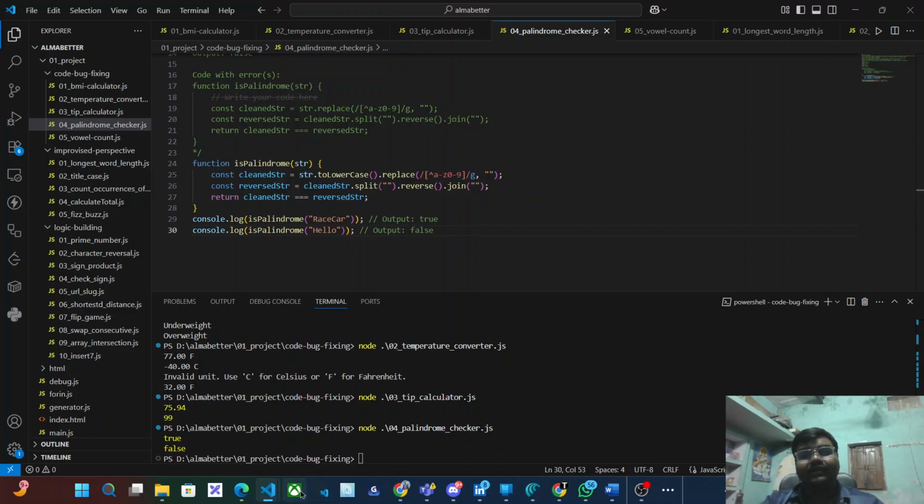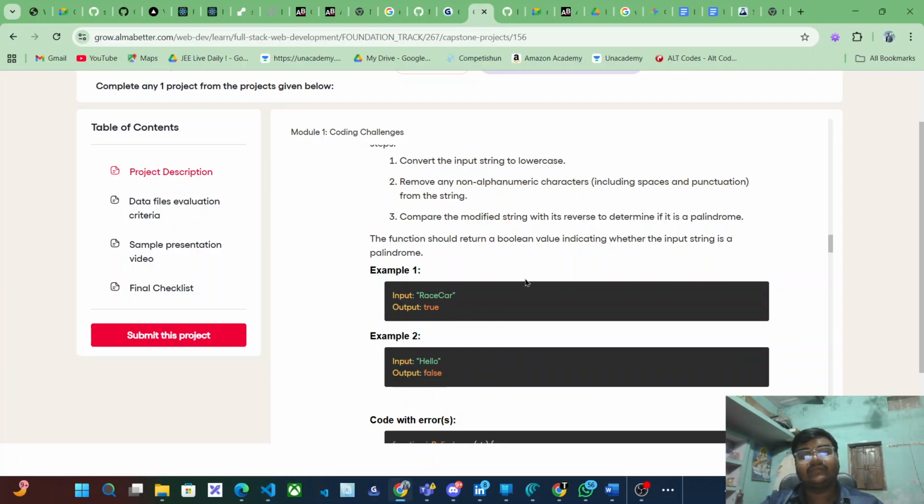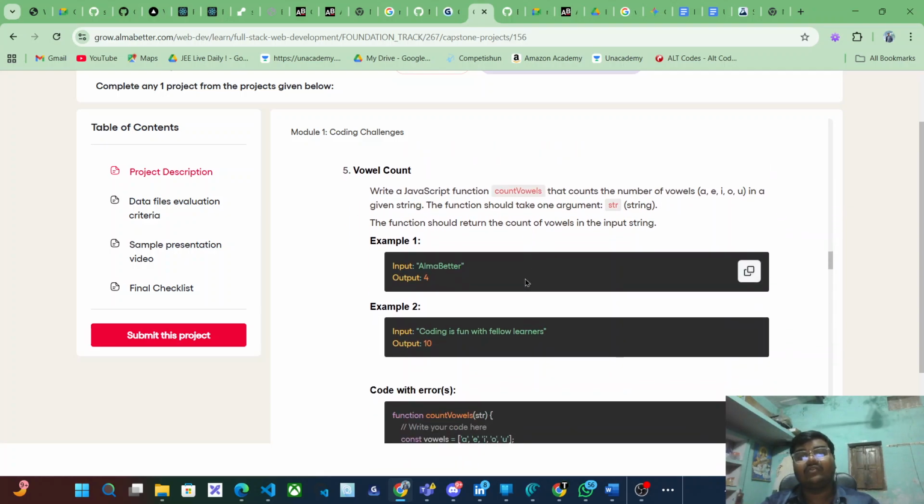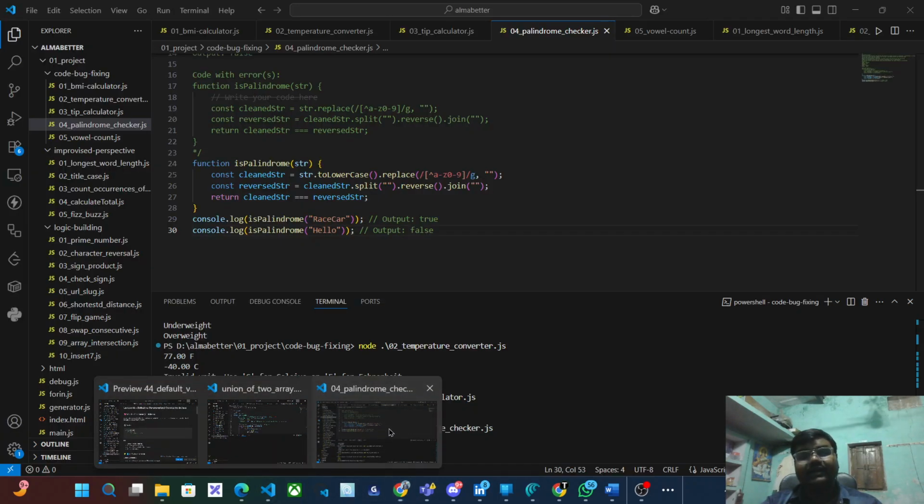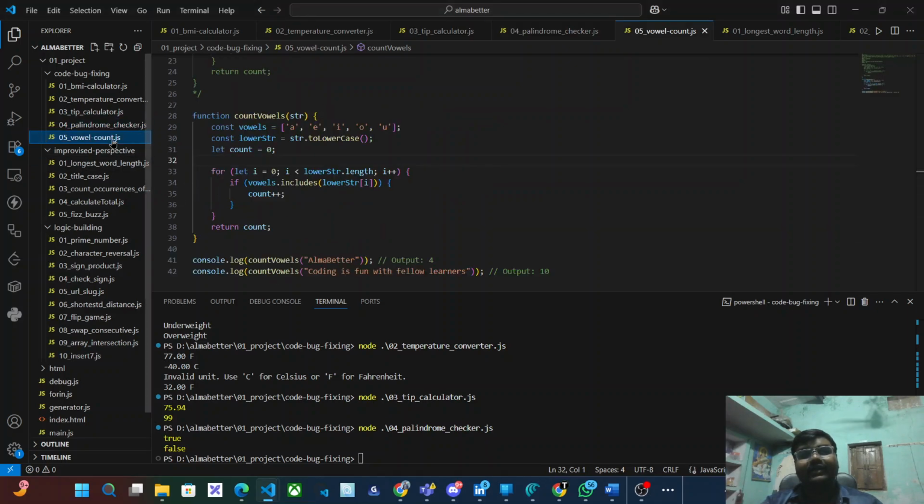Okay, let's go to the fifth question. The fifth question is vowel count. Vowel count means they are giving a string, and we need to calculate how many vowels are there in that string or sentence or sequence. So let's come to that function. countVowels is a function. vowels is an array which includes all the vowels.